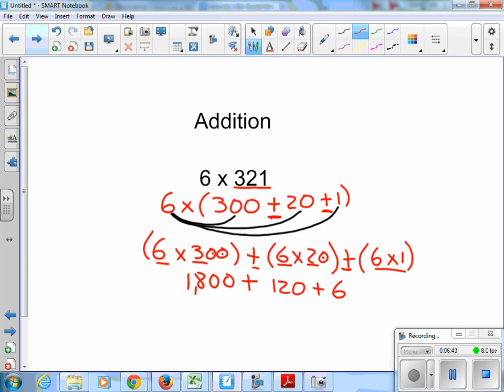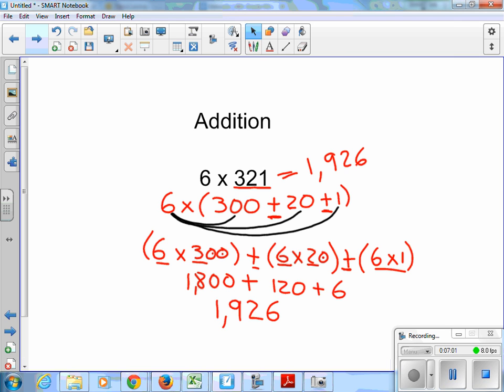Now I'm adding the numbers. I can do that in my head. 1,800 plus 120, that's 1,920. Then 20 plus 6 is 26, and I get 1,926. So do you see, very easily I can find the product of those two numbers.